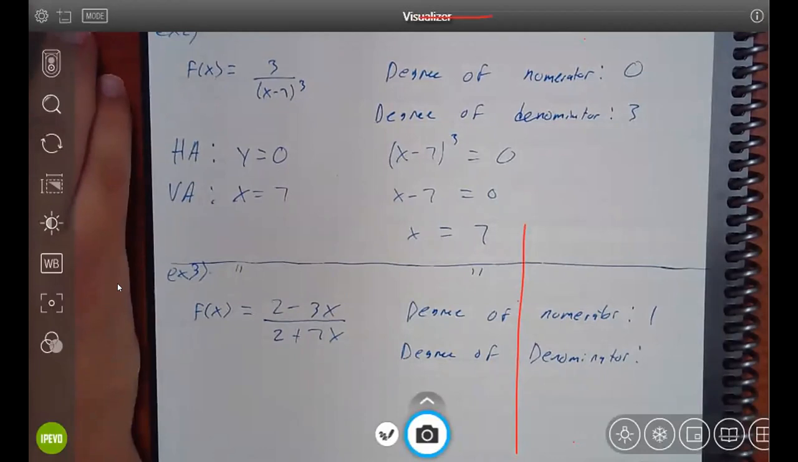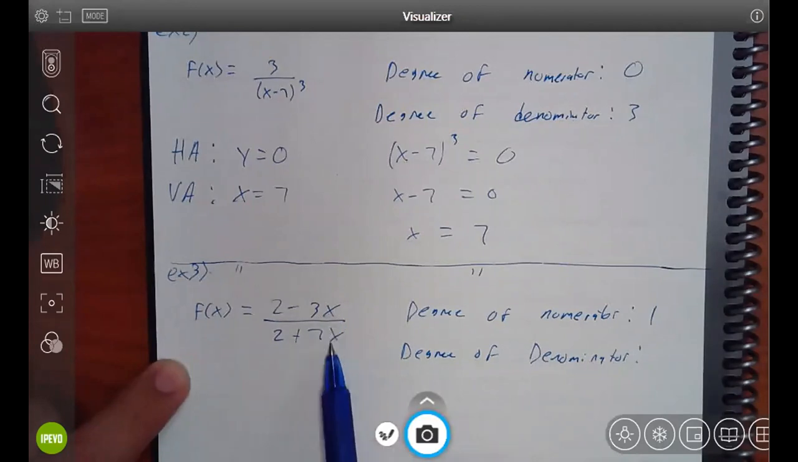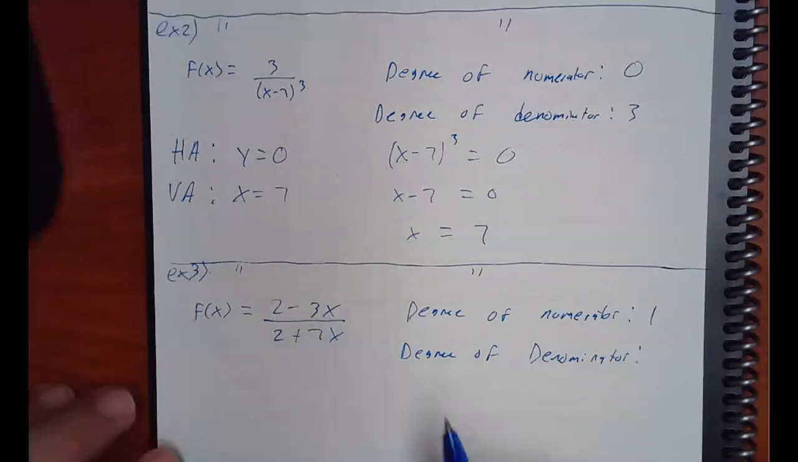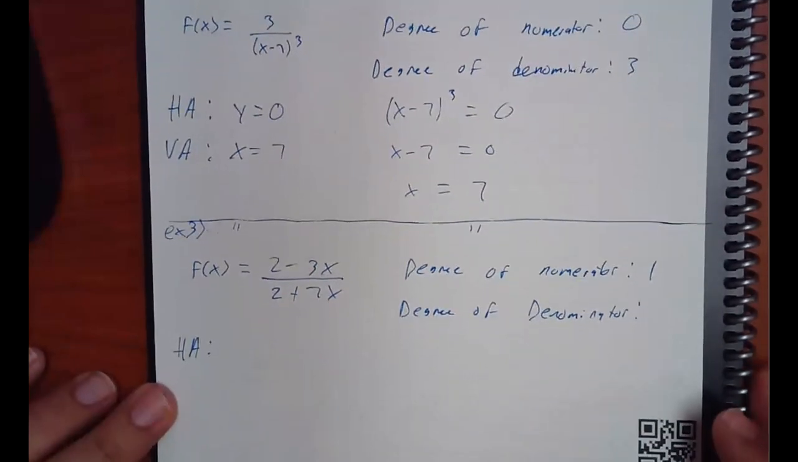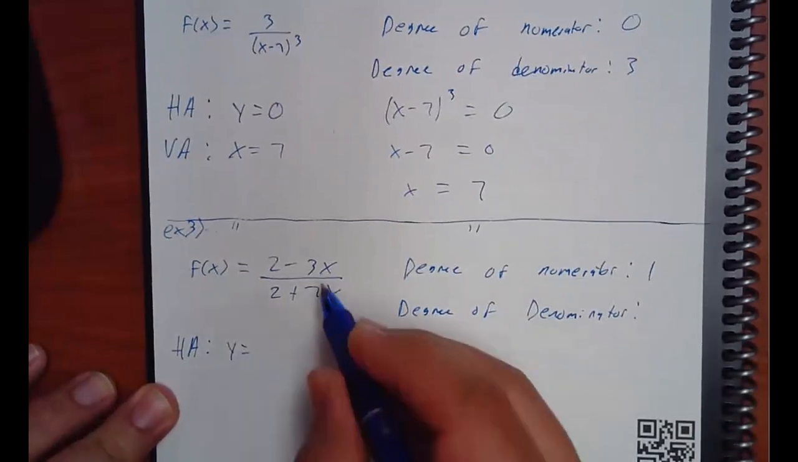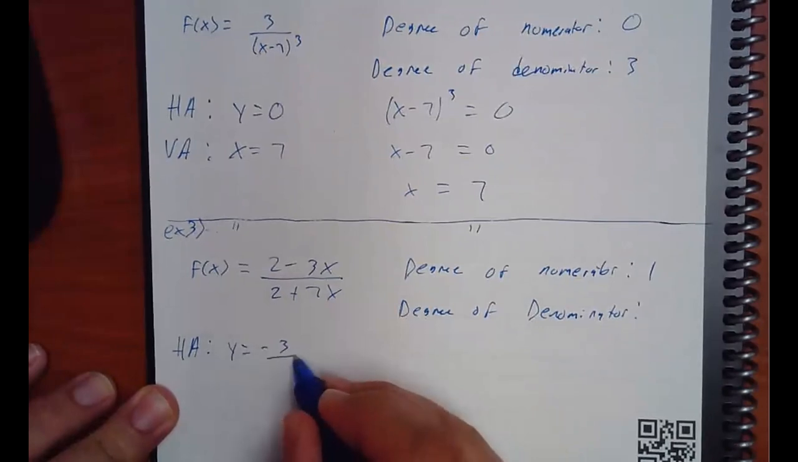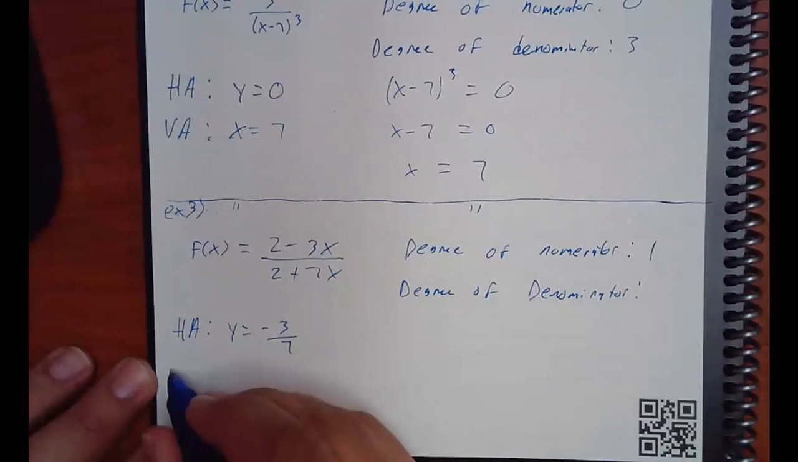We do number 2, the y equals a over b, right? So you look at the coefficients of your highest degree and you divide them. So the horizontal is going to be y equal to -3 over 7. Does that make sense?